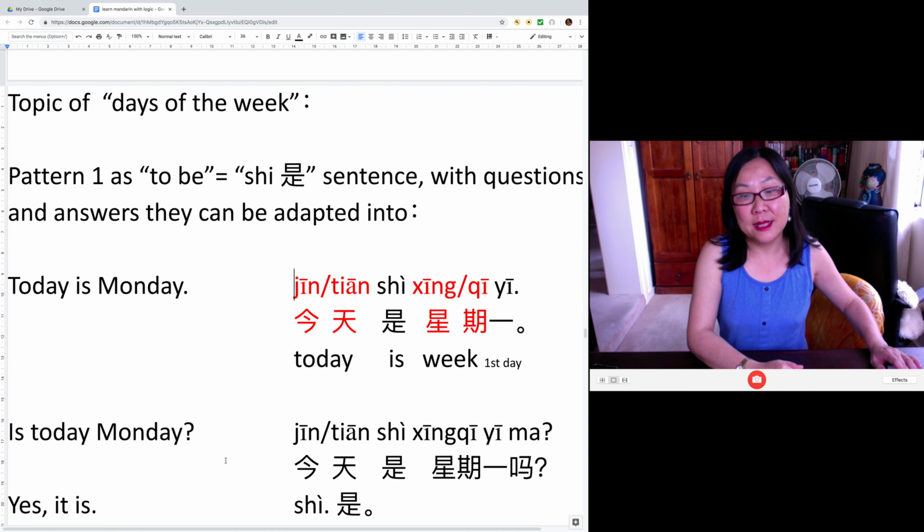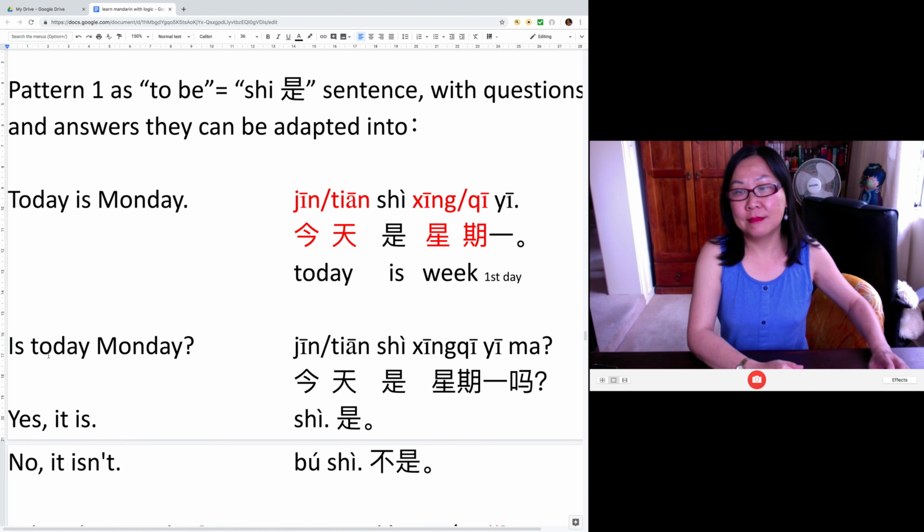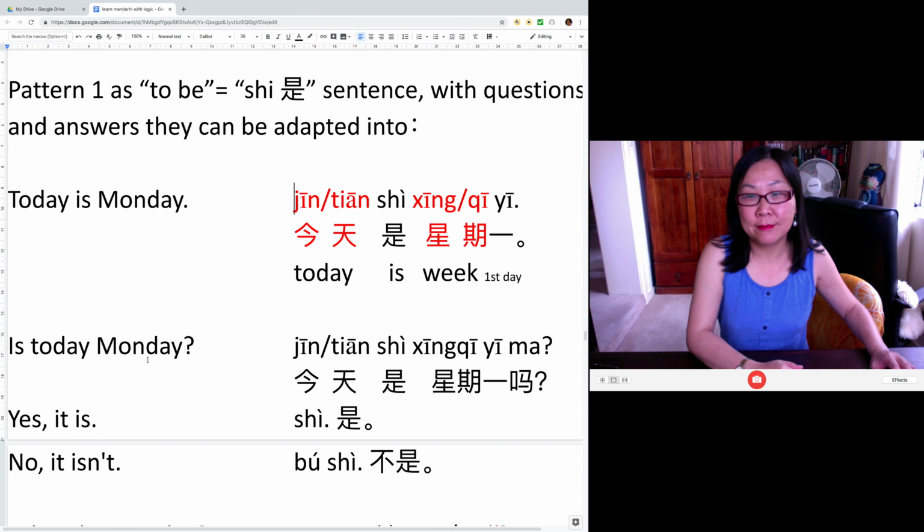Is today Monday? That is our general question. You keep the statement, and add one question word, 吗, at the end. That's how you ask a general question. You don't even have to change the subject because the subject, today, stays the same. 今天是星期一吗?